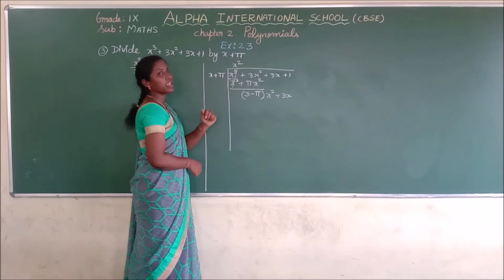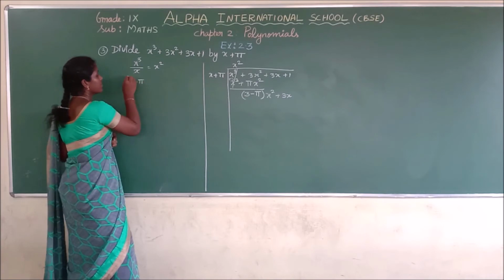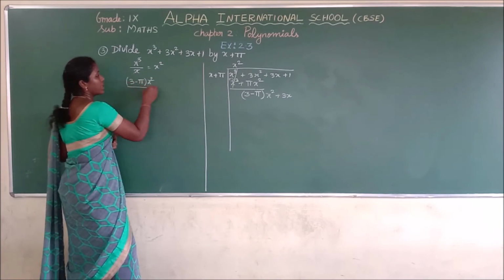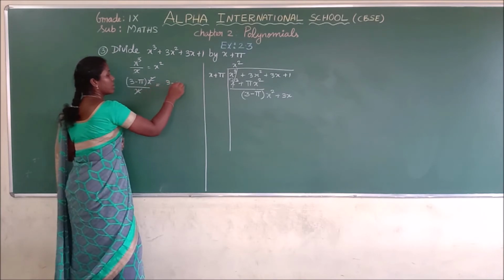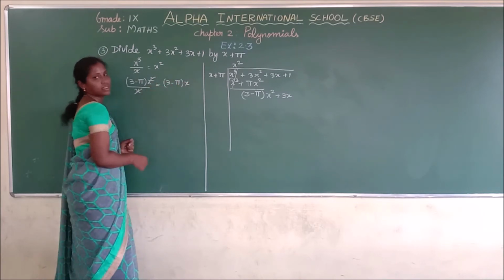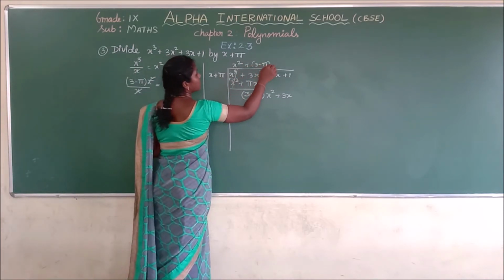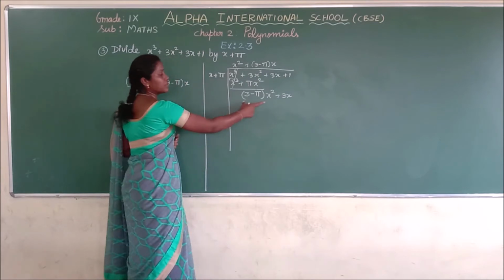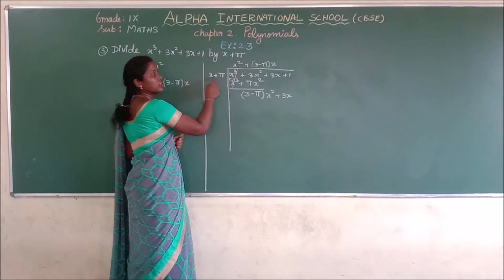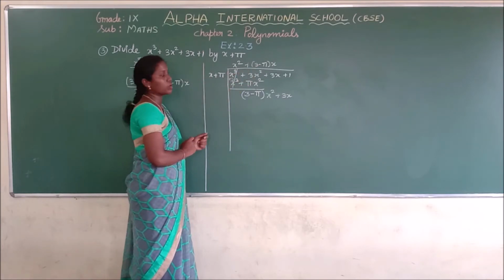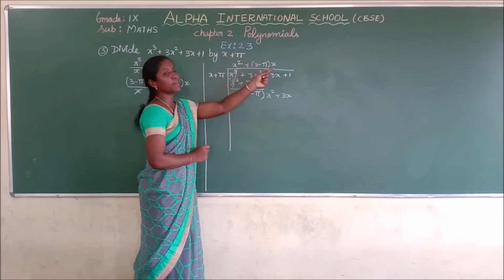Now the second term of the quotient. Here 3 minus pi into x square, and here the first term is x. If you simplify that, we get 3 minus pi into x. So the second term is plus 3 minus pi into x. Divide the first term of the dividend by the first term of the divisor. We will get the term of the quotient. As we are dividing, we got the term as 3 minus pi x.